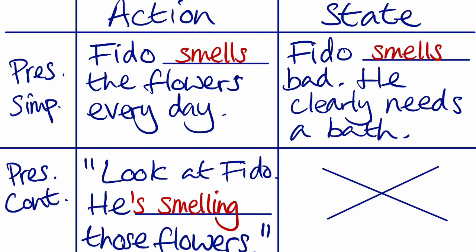In the state column, so this is about the state of Fido, we can say Fido smells bad, he clearly needs a bath. Present simple. But we can't use the present continuous if it's a state. Okay? It's quite simple.